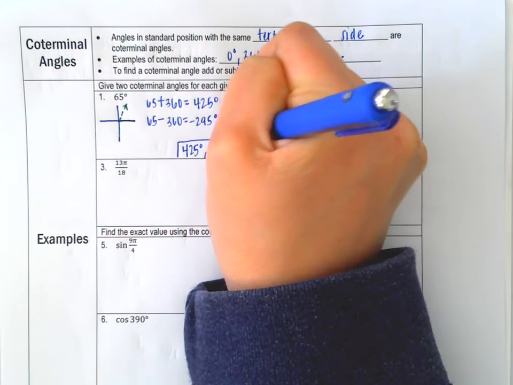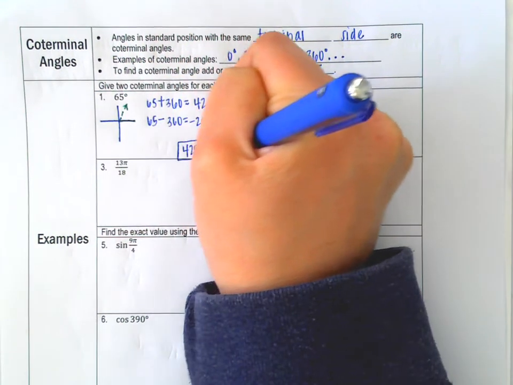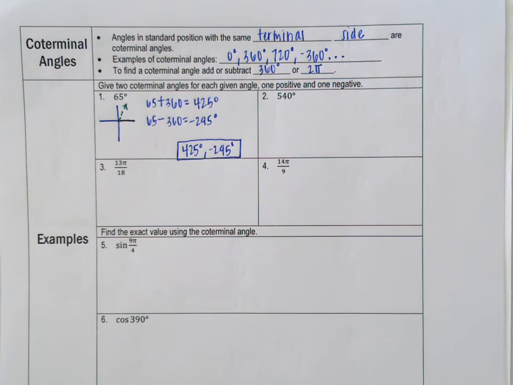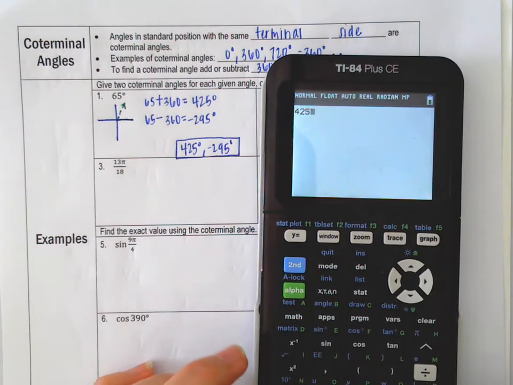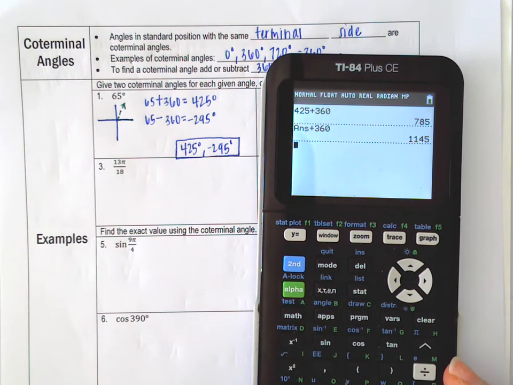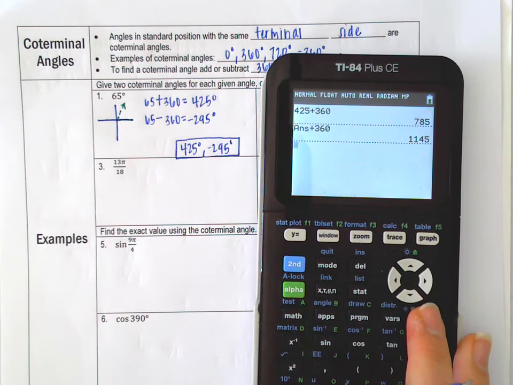Now I could keep going. I could add 360 to 425, and that would get me another coterminal angle. Or you can keep subtracting. So 425 plus 360, 785 is another coterminal angle. If I added 360 again, 1145 is another coterminal angle, and so on and so on and so on.